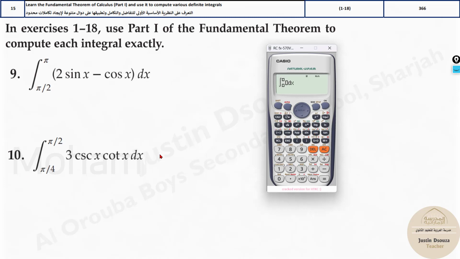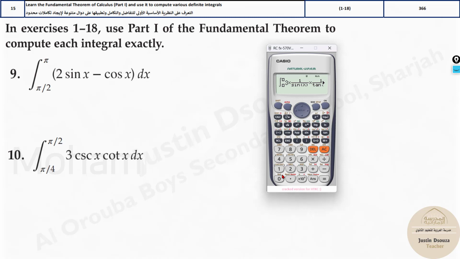Now here, you don't have cosecant, cotangent. Let's write 3 into, what do you write? We write reciprocal. What is cosecant equal to? It's 1 by sine. So I use the fraction symbol, 1 divided by sine alpha x over here and close the bracket. Multiplied with cotangent, that is the reciprocal of tan, 1 by tan alpha x, close the bracket.